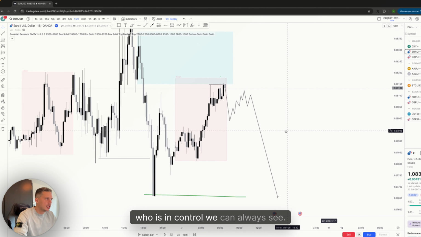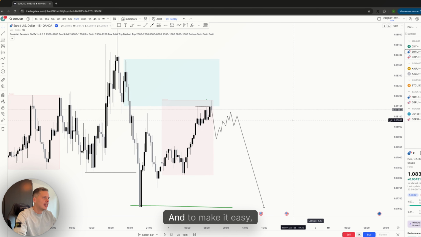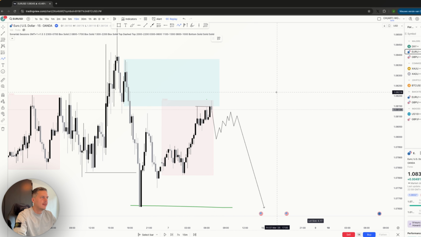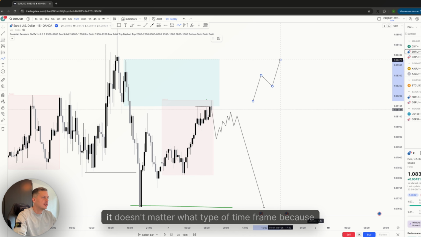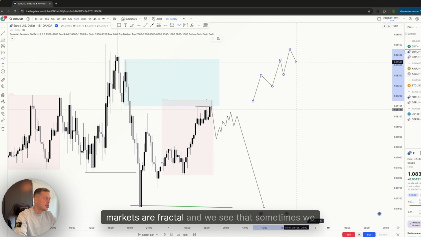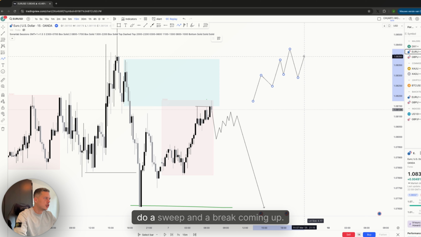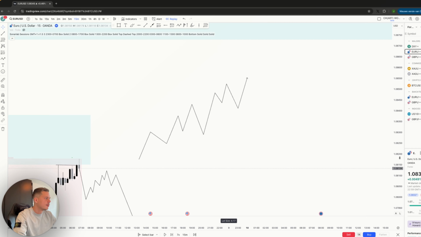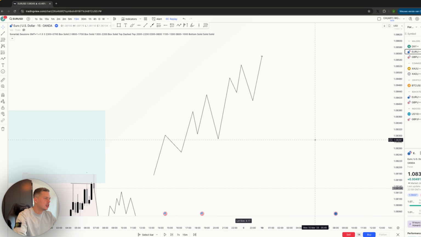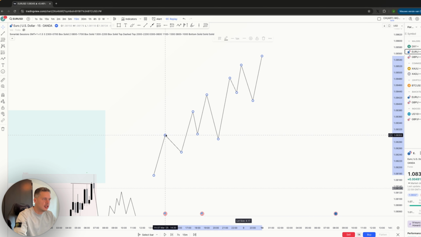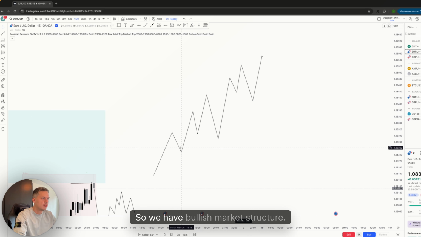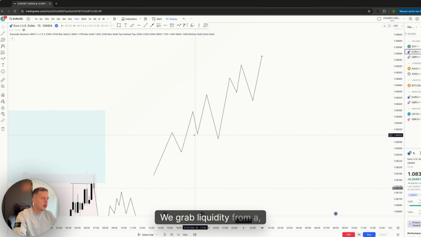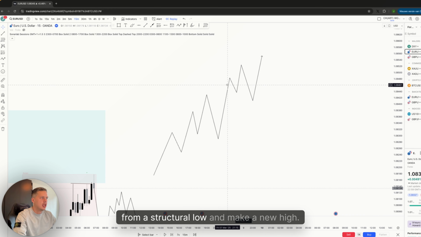And who is in control we can always see, and to make it easy, if we have the 5-minute price action, it doesn't matter what type of time frame because markets are fractal. And we see that sometimes we do a sweep and a break, coming up, sweep, break, like this. Right, so we have bullish market structure, doesn't matter the time frame, because markets are fractal. So we have bullish market structure, we grab liquidity from a structural low and make a new high.